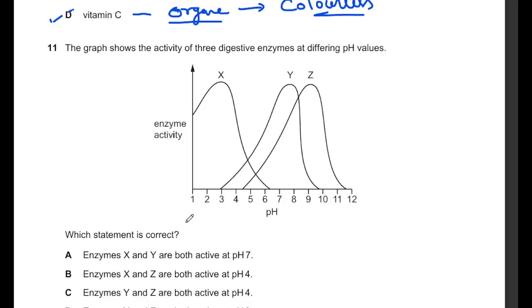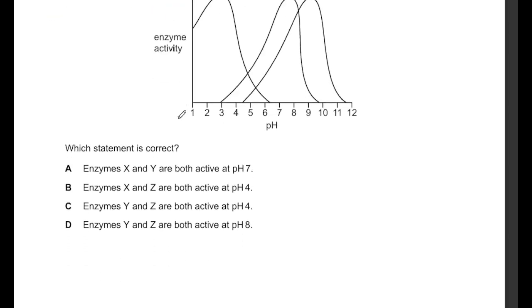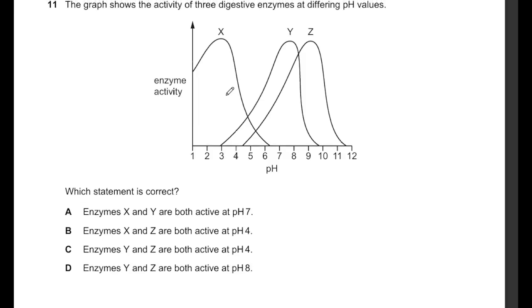The 11th question says the graph shows the activity of 3 digestive enzymes at different pH values. We have different pH values from 1 to 12, with enzyme activity on the y-axis. Which statement is correct? This is very easy to find out. First of all, check out X, Y and Z. X is on 3, that is the highest activity we can see. Enzyme X and Y both are active at 7. Y is there but not X, so this is not valid.